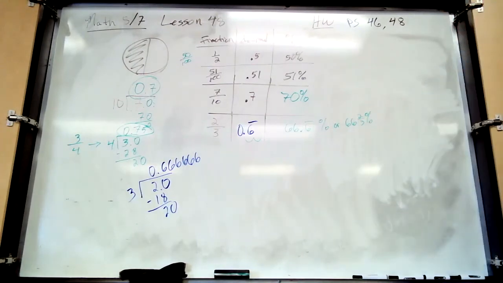It's actually better to write percents with fractions than with decimals. But 66.6 repeating percent, I'm good with that. Okay? Do you see why it's that and not 60%? Okay, that's a common mistake. Don't make that mistake on your test.